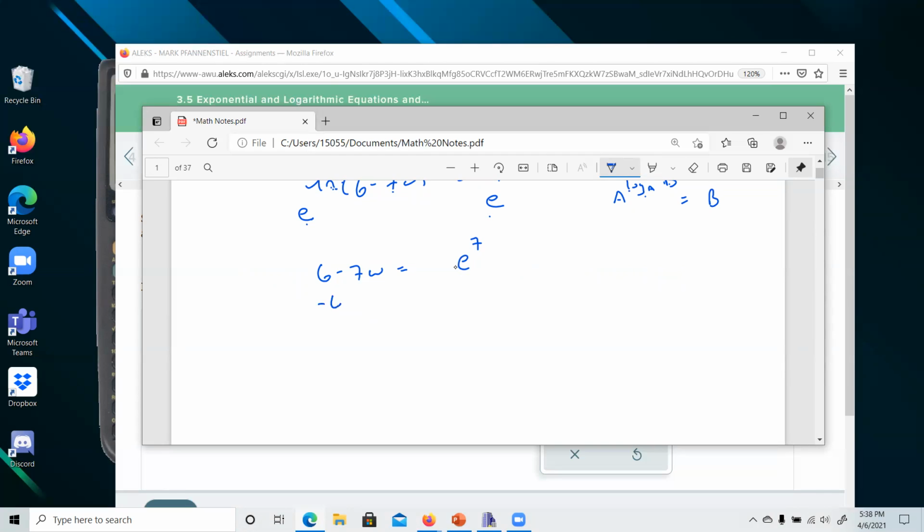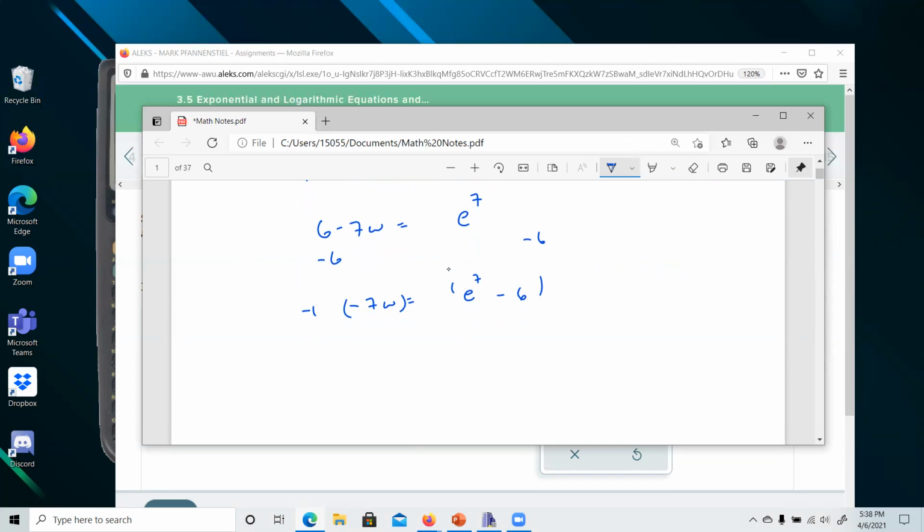So we're going to subtract 6 from both sides. So we have negative 7w is equal to e to the 7th minus 6. Then I'm going to multiply both sides by negative 1 to clear that. Actually, how about we divide both sides by negative 7? No, let's keep going with this. So we're going to have 7w is equal to 6 minus e to the 7th. And I invite you to look at that in the calculator. It's 6 minus a really big number. This is going to be negative.